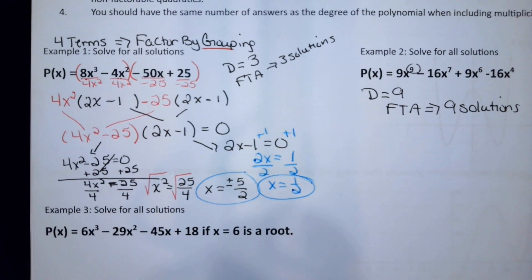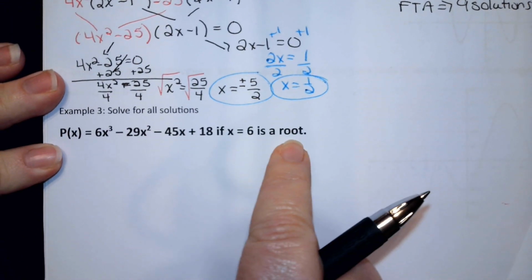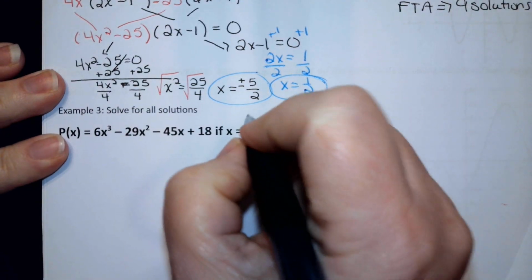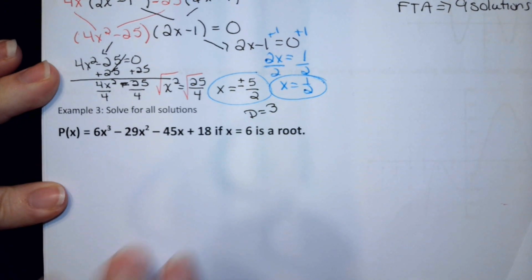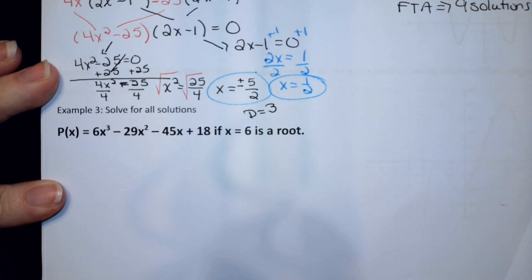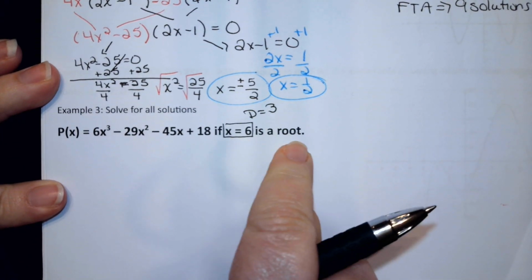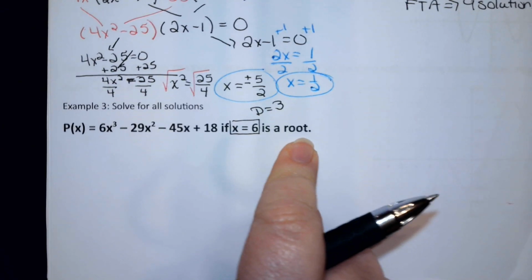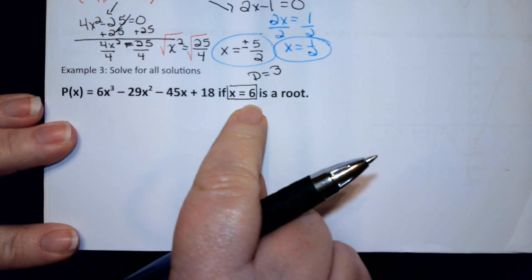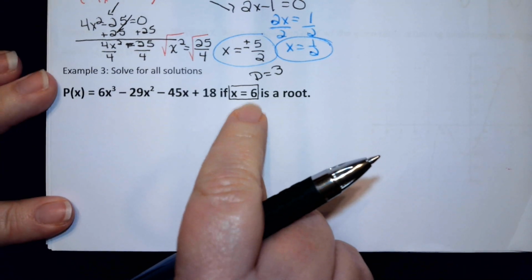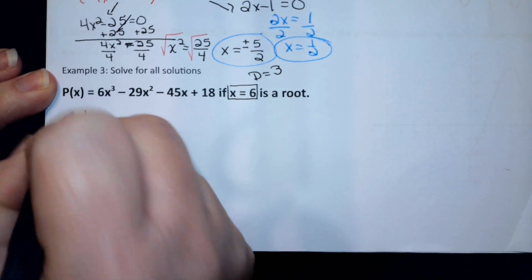Alright, so look right here for this one. Let's pick out our degree. So here our degree is 3. So that means we should have 3 solutions. Well, they've done something really, really nice for us. They have told us that x equals 6 is a root. So since x equals 6 is a root, we can come right here and we can use synthetic division starting with 6. Alright, so my root is 6.